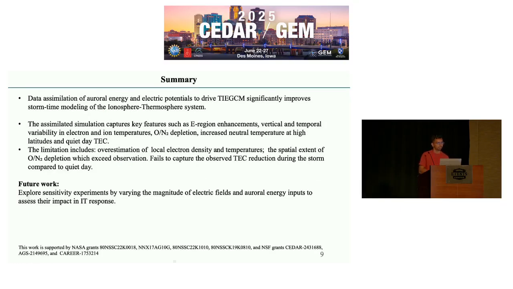Okay, here is the summary of my talk. I saw that the data assimilation improves the storm time modeling of the IT system, and it captures the key features such as E-region enhancement, vertical and temporal variability in electron and ion temperature in the local region, and O/N2 depletion and increased neutral temperature at high latitude. And it also represents the quiet day TEC.